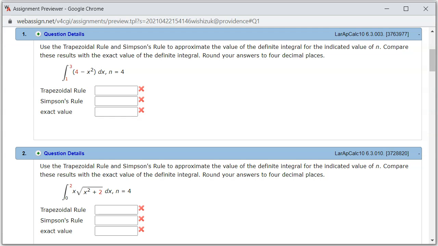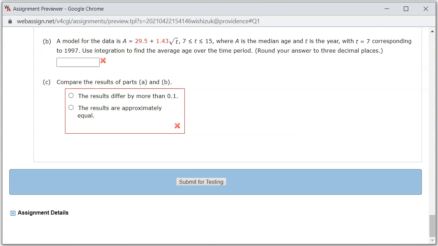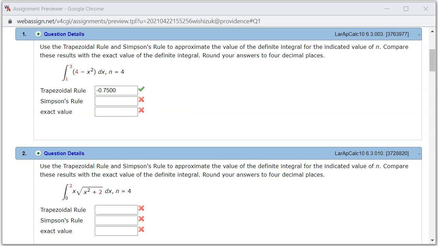So let's type it in: negative 0.7500. I think they're looking for 4 decimal places. So let's check the answer. All right, I came back, and it looks like we got this one correctly.